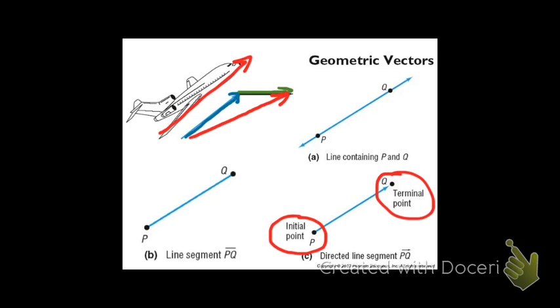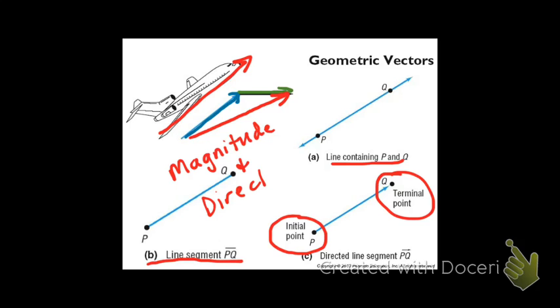Okay, and a couple things that are described here. We have a line containing P and Q, so that's not a vector. And we have a line segment down here that stops at both ends. But when we have a directed line segment, we can call that a vector, and we use a directed line segment to represent a vector. A vector has both magnitude, and the magnitude would be considered the length of the vector. And a vector also has direction.